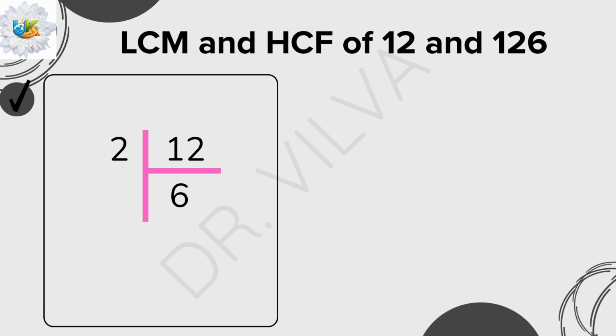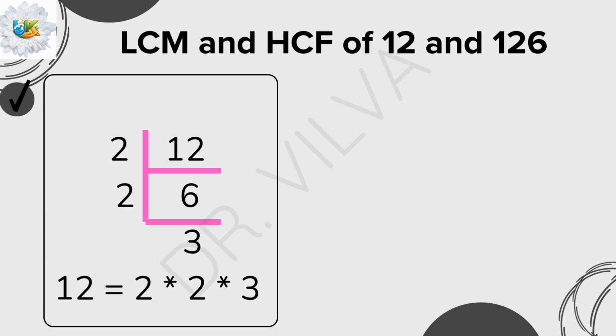12 is an even number. Therefore, it is divisible by a prime number 2. 12, when it is divided by 2, leaves a quotient 6. 6 is an even number again. We can divide it by 2 with a quotient 3. 3 is a prime number. We will stop the process. Therefore, 12 can be written as 2 times 2 times 3, which is the prime factorization for 12.